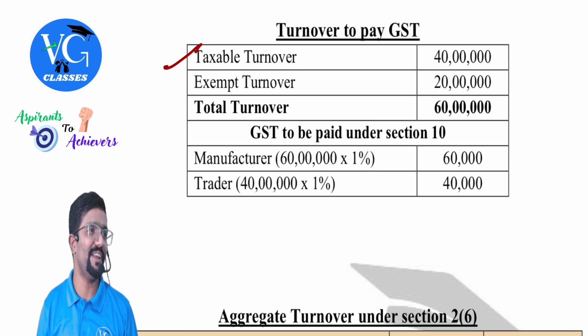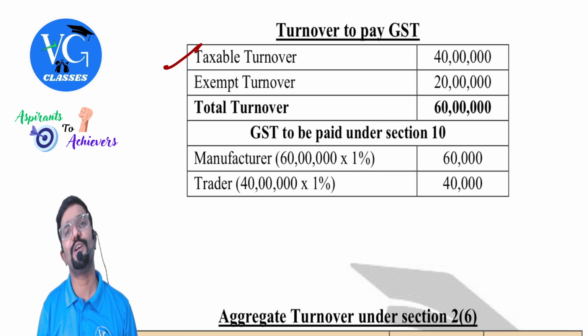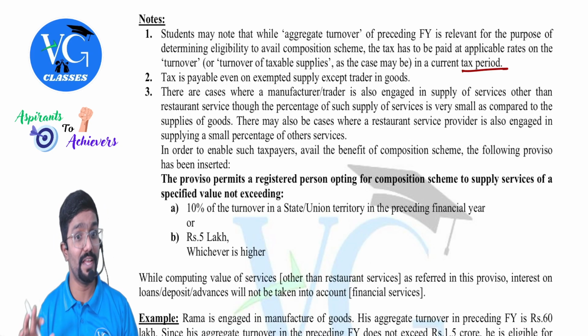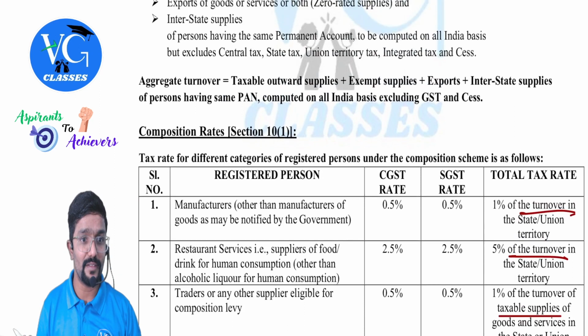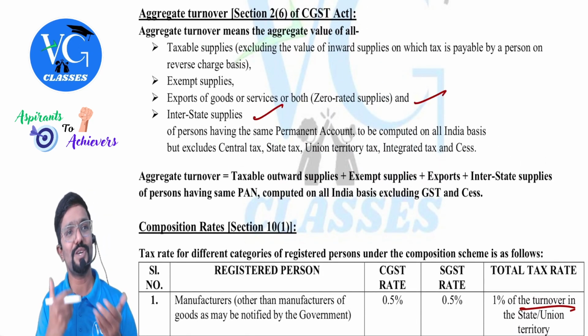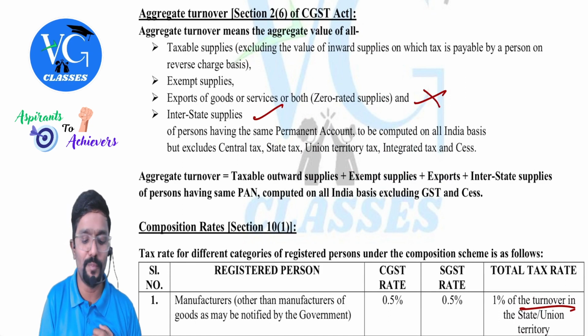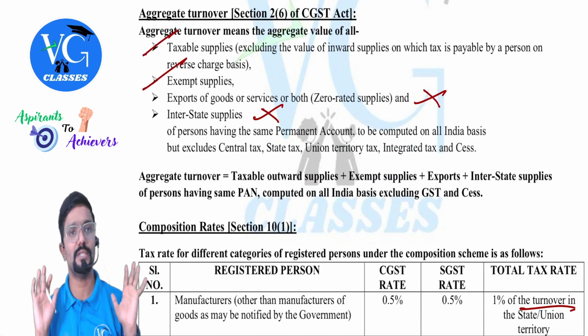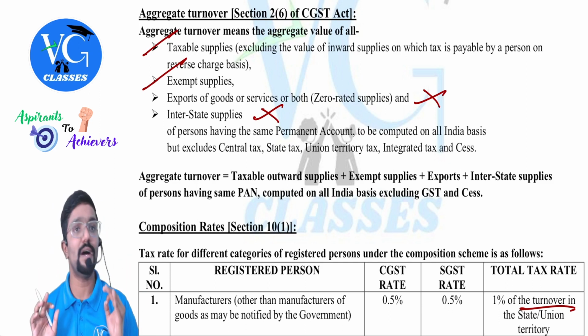No, sir. Once you are under section 10, you cannot do it. But in the definition, it is there. I agree, in the definition, it is there. Export to interstate and all is there. But once you come under composition scheme, can you do this, people? No. So obviously your turnover should include only this or that.